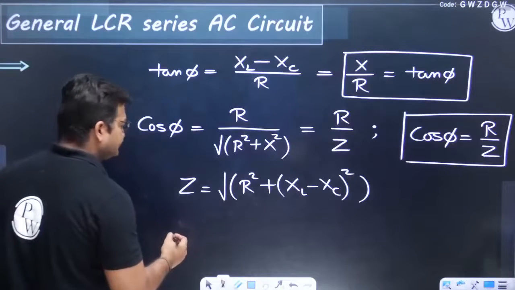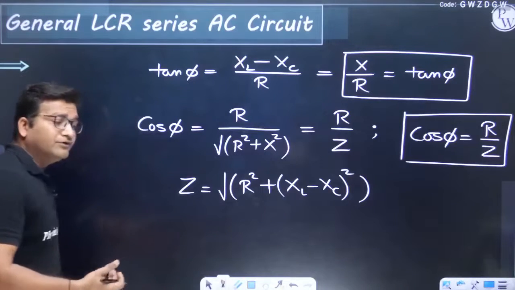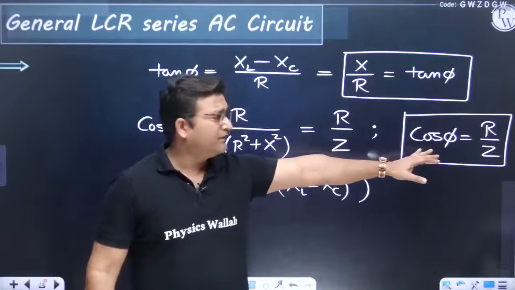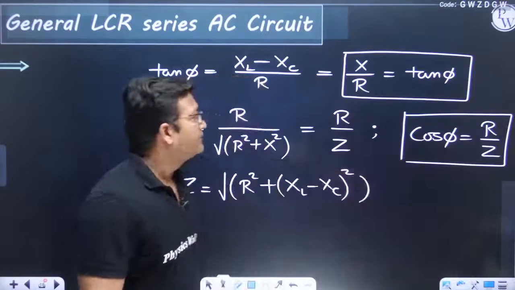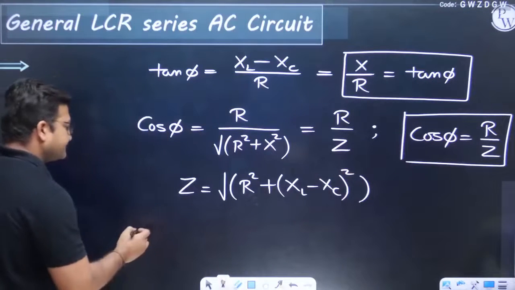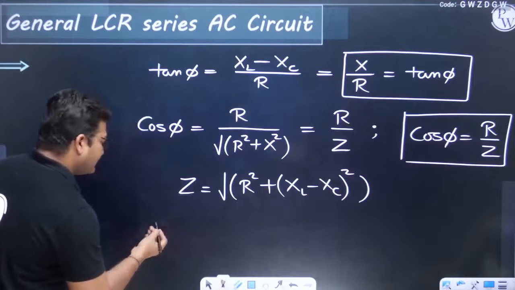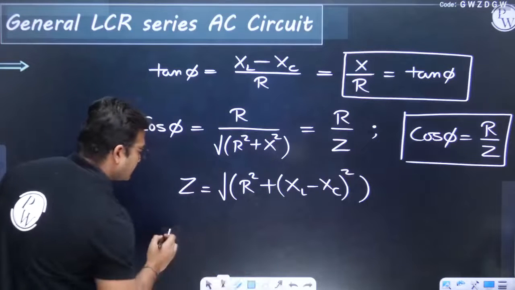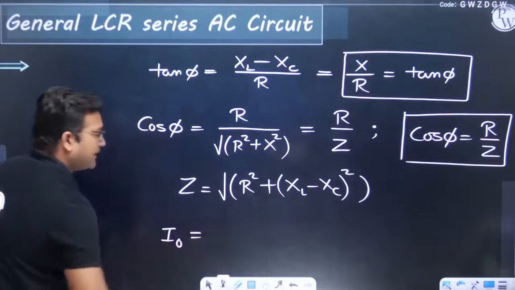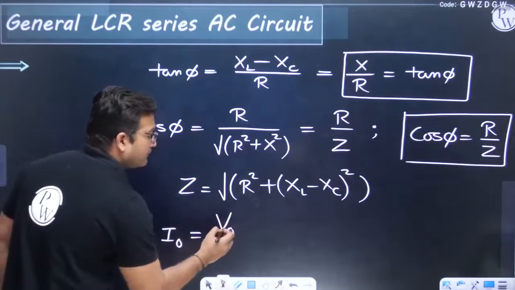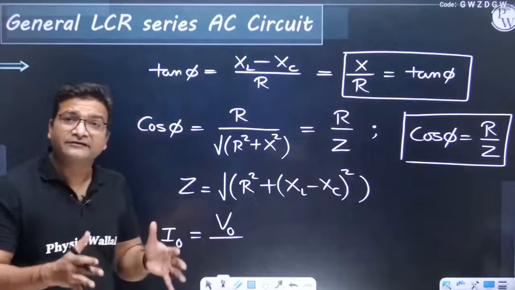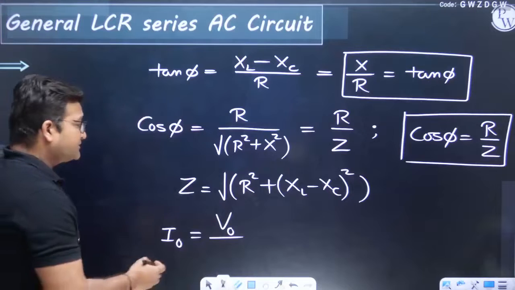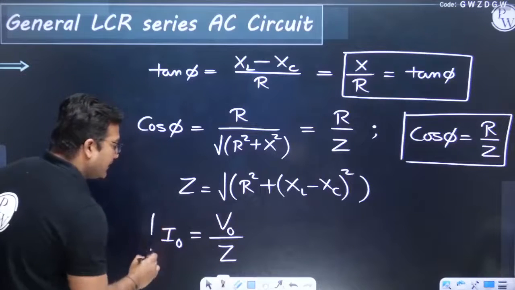And now I think you know how to find current, because our purpose was to find current. Phi is obviously known to us now. So if you want to find current, the maximum value of current, I naught, can be written as the maximum value of voltage divided by the net resistance-like thing offered by all three to AC current, which is equal to Z. So this way we can find I naught.